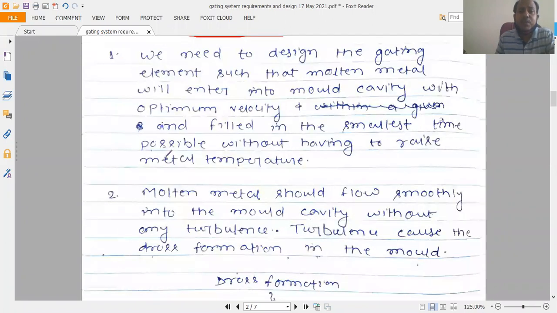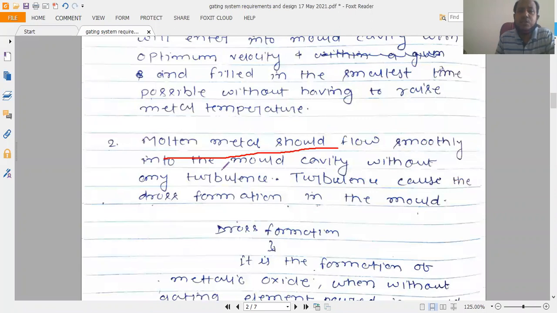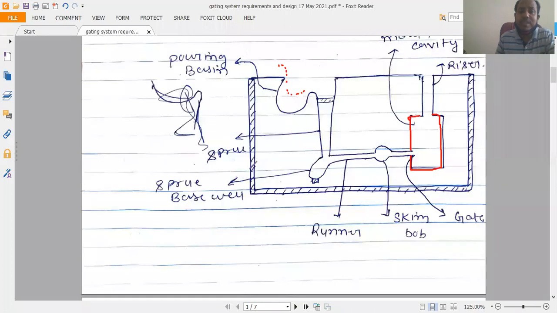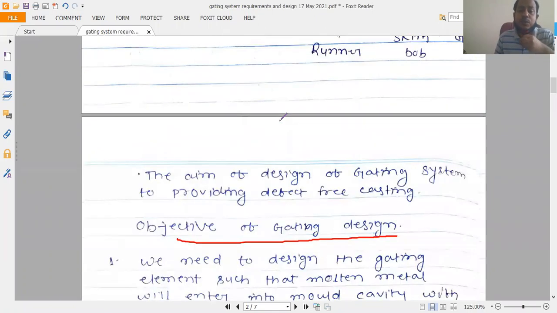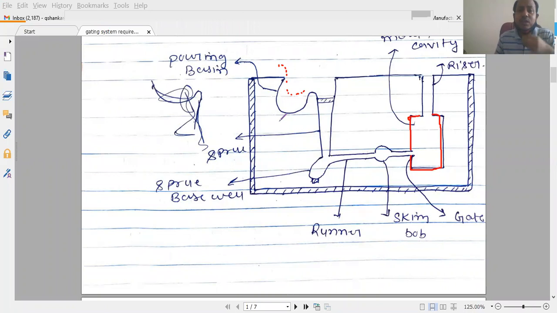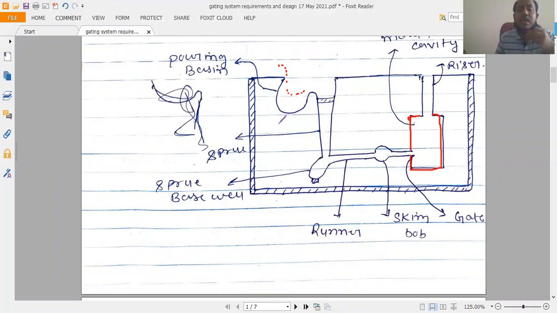The second point is that molten metal should flow smoothly into the mold cavity. If the flow of the molten metal is not smooth, then turbulence will occur. Turbulence means that if the velocity of the molten metal is high, then intermixing or low pressure generation will occur in the gating system or in the mold cavity, so that the low pressure causes air aspiration.